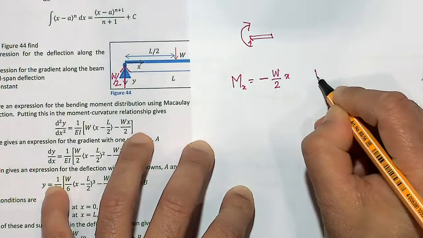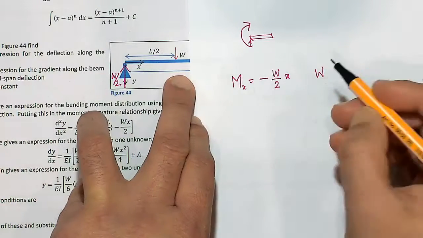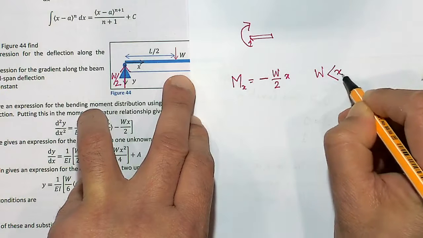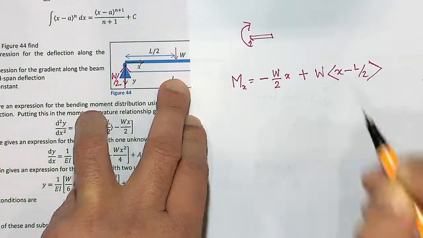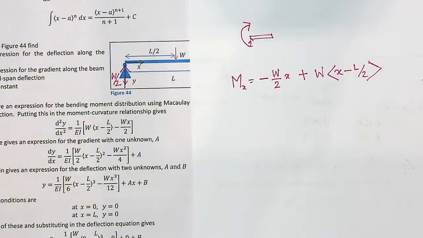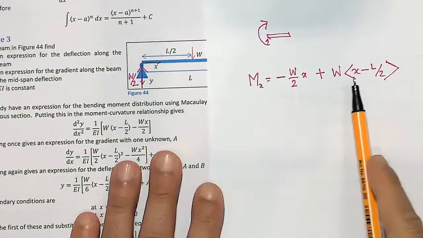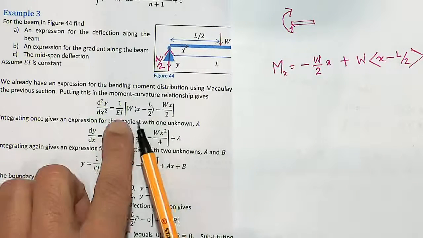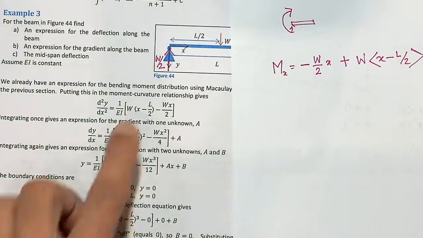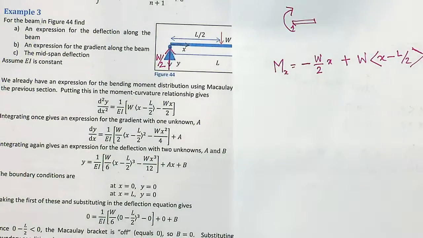So W times, but this is only valid if x is more than L over 2. So W times x minus L over 2, with a plus sign. So that's the moment expression in this case: W times x minus L over 2 in brackets. And we import that into our d2y/dx2, which is Wx over L over 2 minus Wx over 2. Just rearranging this, putting the first term over there.